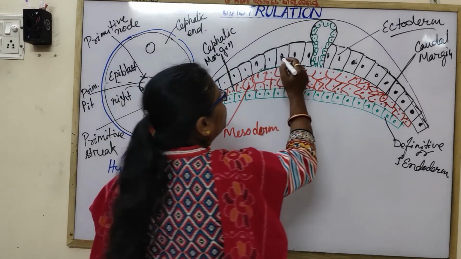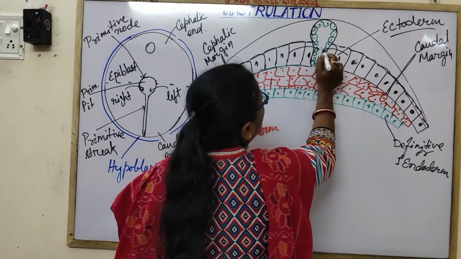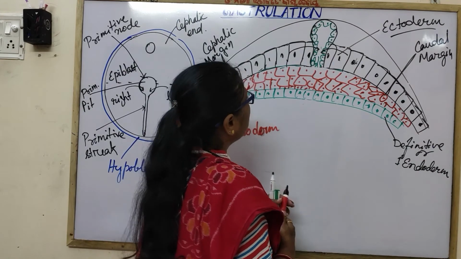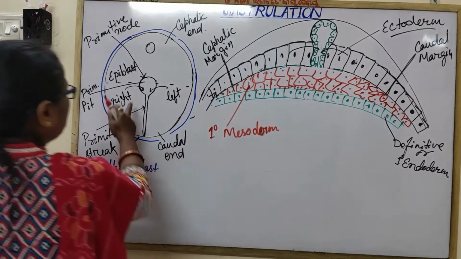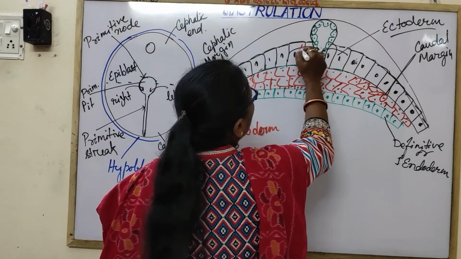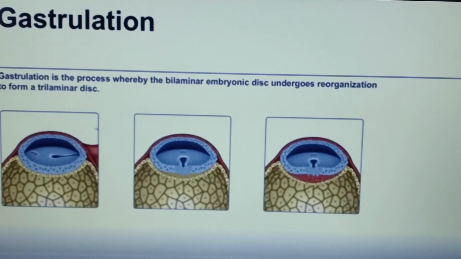Previously the cells were moving into the primitive groove. Now there is no cellular movement. Let us look at the animation of gastrulation.